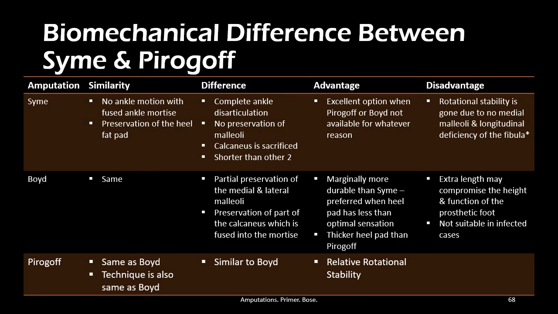The mechanical differences between the Syme's, Boyd's, and Pirogoff amputations are shown here in a tabled format. Additionally, the advantages and disadvantages of each are presented. You will notice at the outset how the Syme sacrifices the bilateral malleoli, thus compromising the rotational stability of the foot. The ankle is completely disarticulated, thus sacrificing the calcaneus. The malleolar loss combined with the loss of the calcaneus leads to shortening of the leg more than the other two types of surgeries mentioned here.